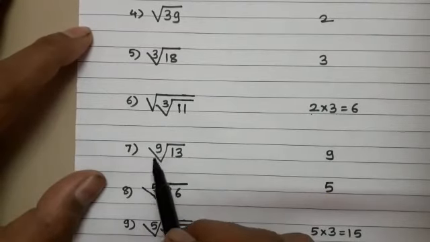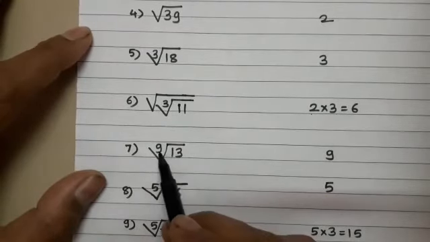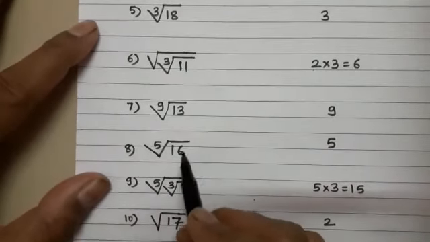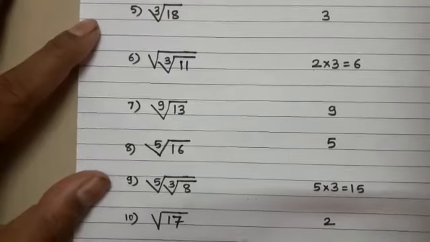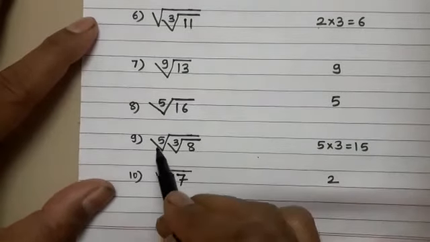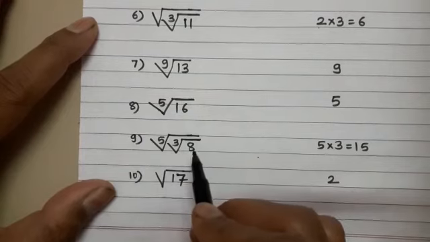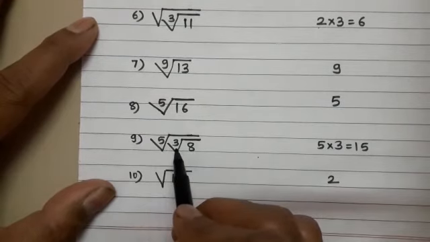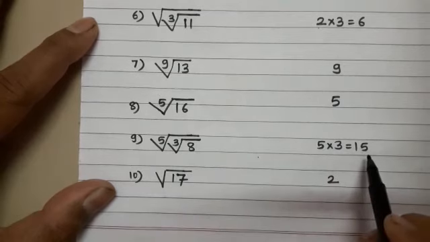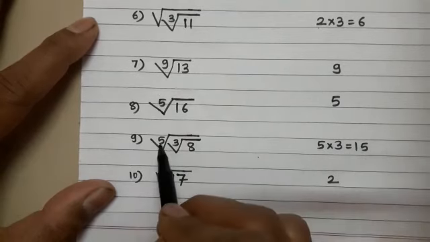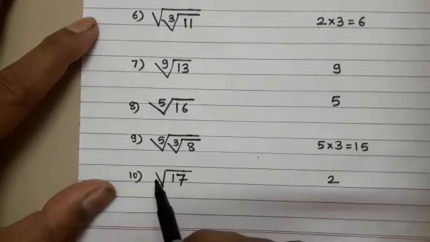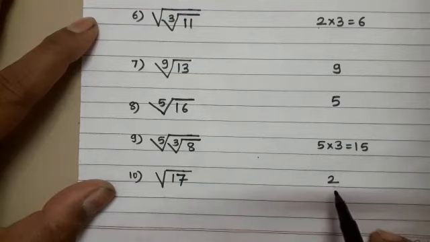Seventh, ninth root of 13. Order of the surd is 9. Fifth root of 16. Order of the surd is 5. Fifth root of cube root of 8. Do the product of the order of these two surds, and it is the combined order of the surd. 5 3s are 15, and 15 is the order of the surd. Square root of 17, that means 2 is the order of the surd.